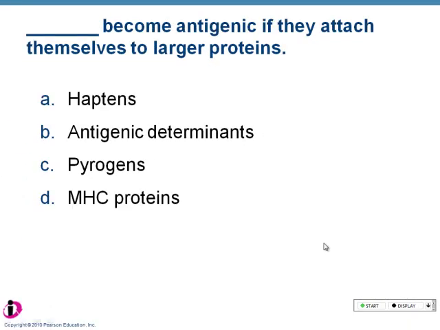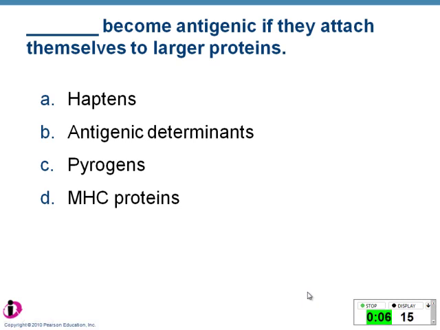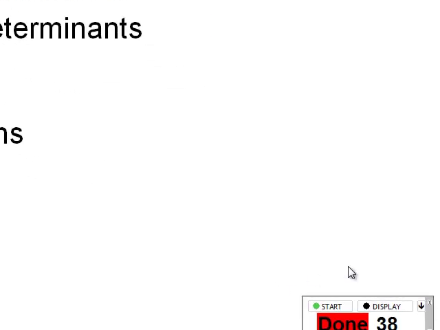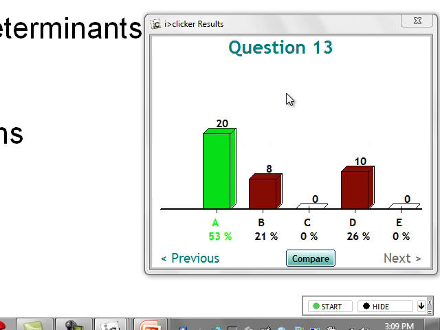Okay, blank become antigenic if they attach themselves to larger proteins. We just talked about this 2 seconds ago. Five, 4, 3, 2. What's the answer? The answer is A. Haptens. Remember, I need a protein in order to become antigenic, nasty, pain in the butt, cause an immune response. Yes?